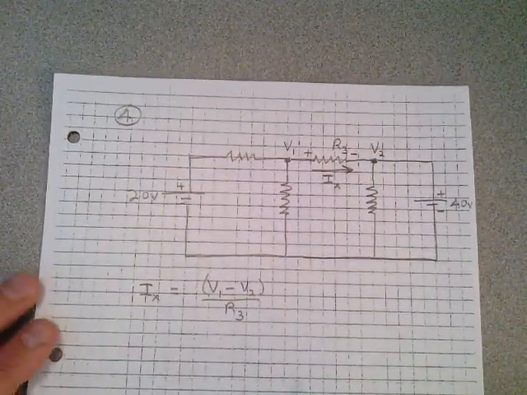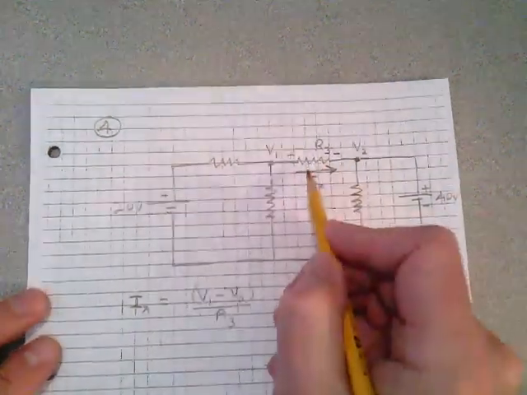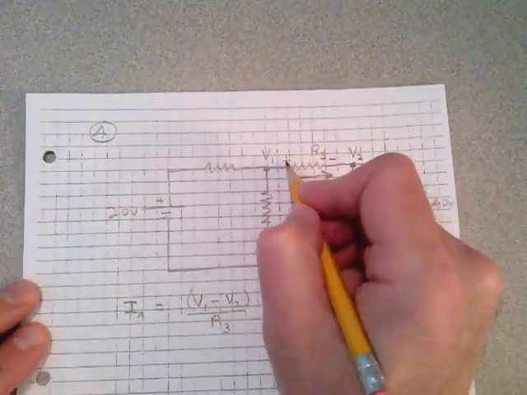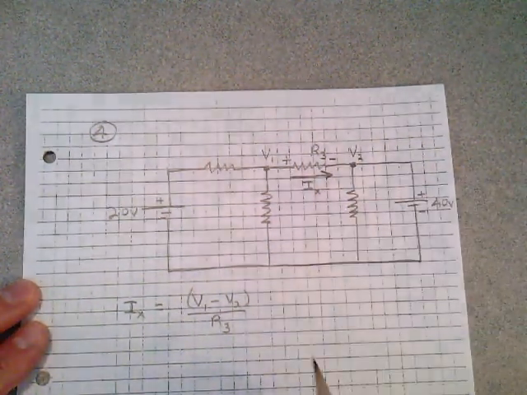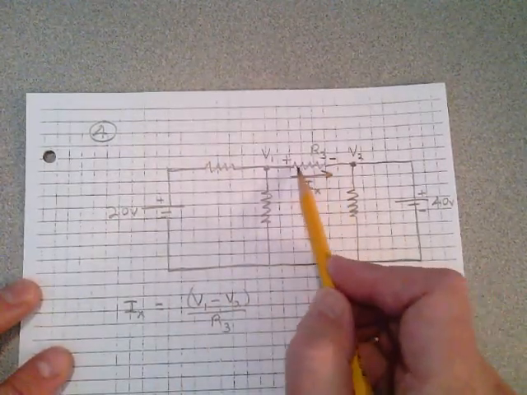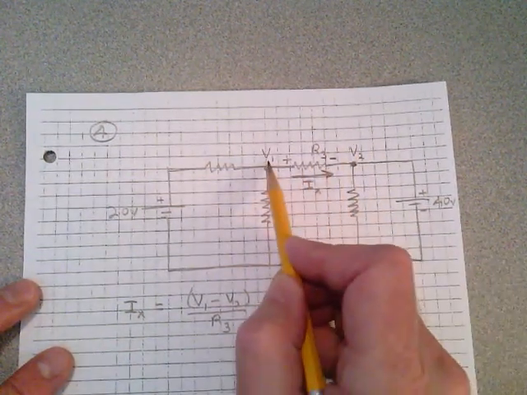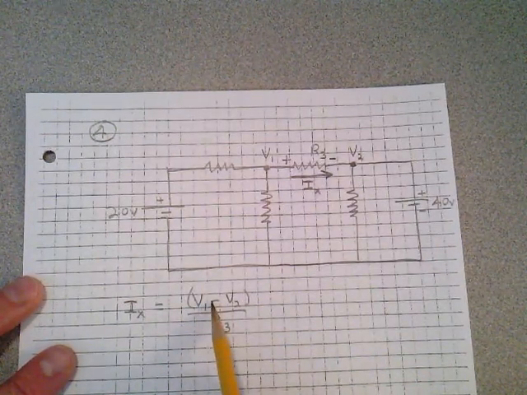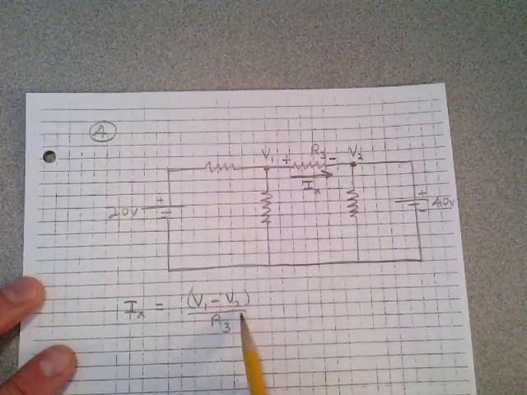Look at example number 4. I want you to take a look and tell me what the current IX is. If I show IX in this direction, we have to put the passive sign convention in, plus to minus, in the direction current is flowing. Do you see that the current IX through that R3 resistor there is equal to the voltage on this side, because it's the plus side, minus the voltage on this side, because it's the minus side, divided by R3.